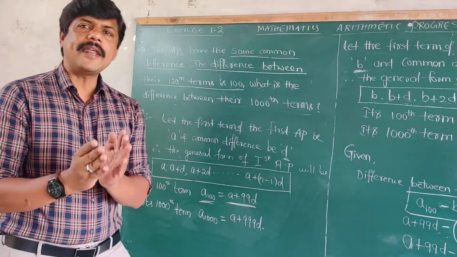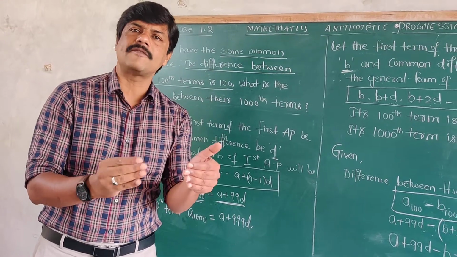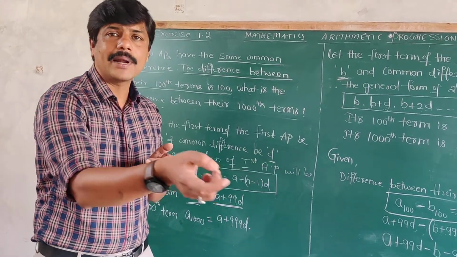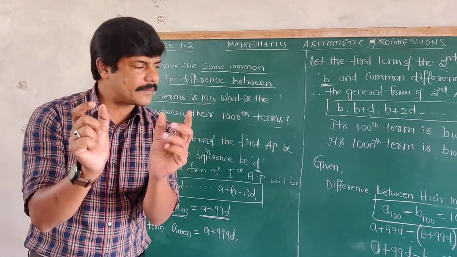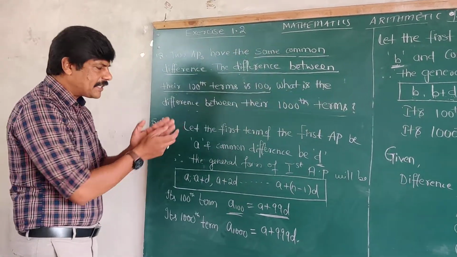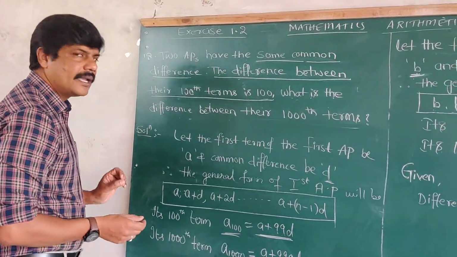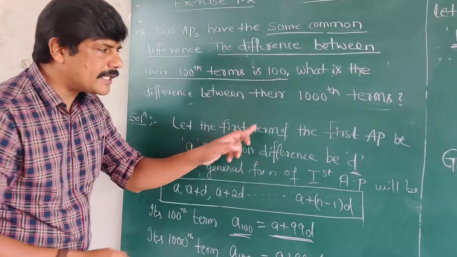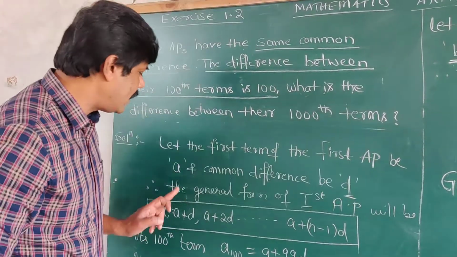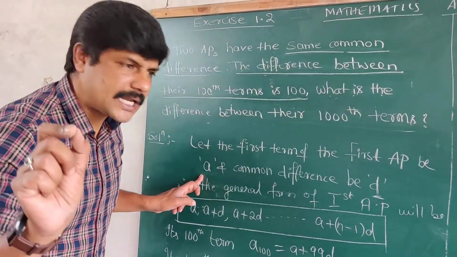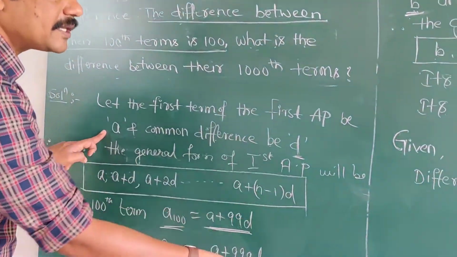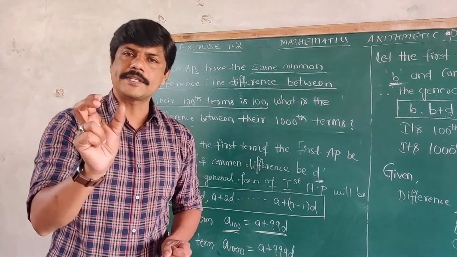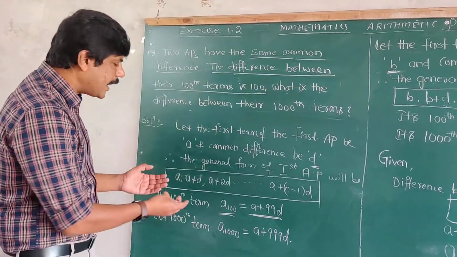If in one AP I take A as the first term, then I take B as the first term in the second AP, but D as the common difference in both the APs. Understood? Now I am forming the first AP. Let the first term of the first AP be A and the common difference be D. Now if you know the first term and the common difference, you can form the AP.